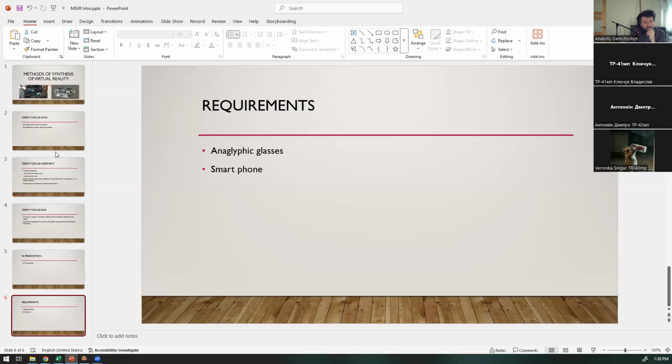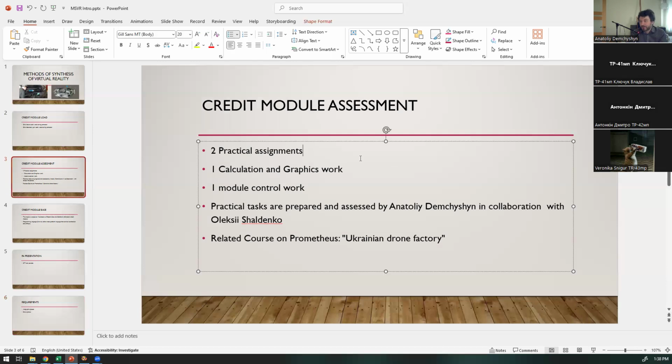So you plan your load. I heard many credit modules miss this very detailed explanation of how points can be earned. Regarding earning points: practical assignments, 10 points each, maximum. Okay, I'm writing in Ukrainian. Calculation graphics work, let me see. So this gave us 20, and then 15 and 15 maximum, and then the control work, 15 maximum.